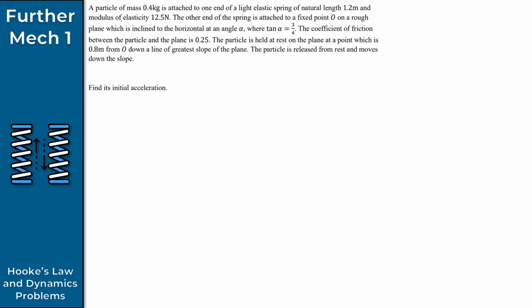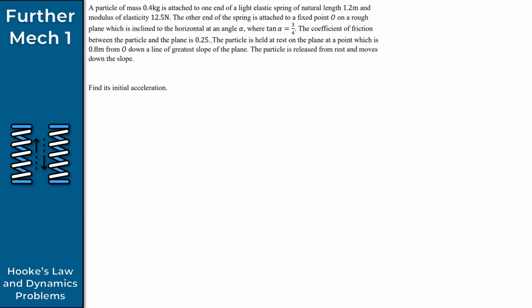We have a particle of mass 0.4 kilograms that's attached to one end of a light elastic spring of natural length 1.2 meters, with a modulus of elasticity of 12.5 newtons. The other end of the spring is attached to a fixed point O on a rough plane. Because it's a rough plane, we know at some point we'll have to deal with friction, and the plane is inclined to the horizontal at an angle alpha, where tan alpha is equal to 3/4.